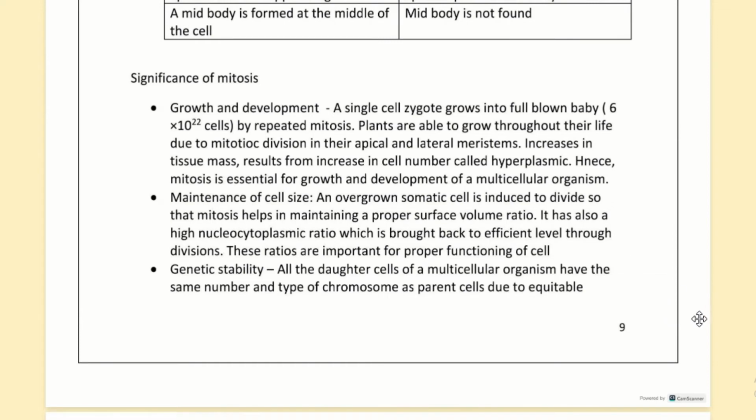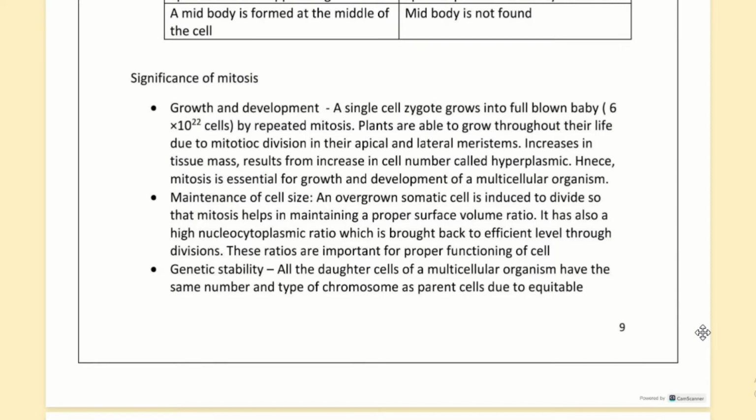What is the significance or importance of mitosis? Growth. It is used for growth and development. A single cell zygote grows into a full-blown baby by repeated mitosis. Plants are able to grow throughout their life due to mitotic division in their apical and lateral meristems. An increase in tissue mass results from an increase in cell number, called hyperplasia. Hence, mitosis is essential for growth and development of a multicellular organism.